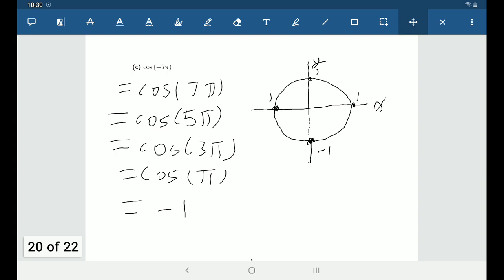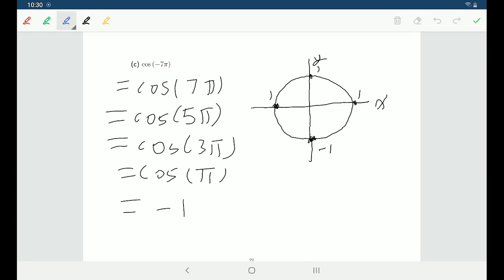So here, cos of negative 7 pi. The first thing that I do is, again, I'm using the fact that cosine is an even function. So cos of negative 7 pi is the same thing as cos of positive 7 pi. And then I'm just subtracting full circles: 7 pi minus 2 pi minus another 2 pi minus another 2 pi. All those angles are coterminal to each other. So instead of finding cosine of negative 7 pi or positive 7 pi, I'm finding cosine of pi.